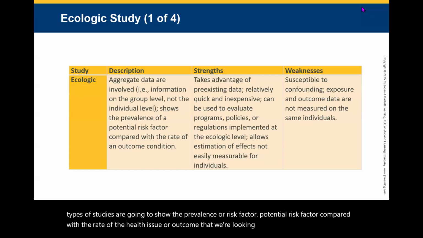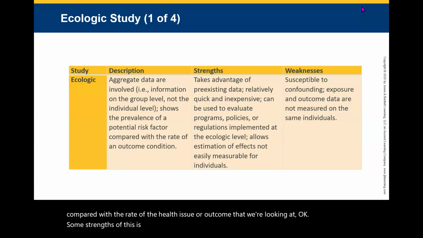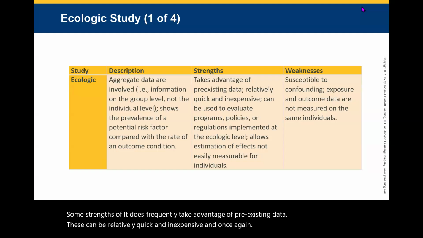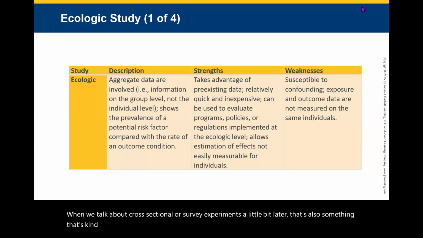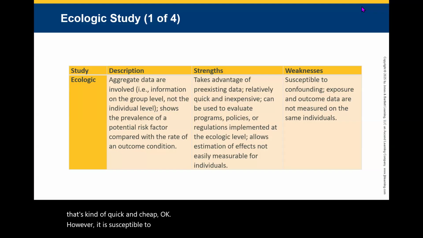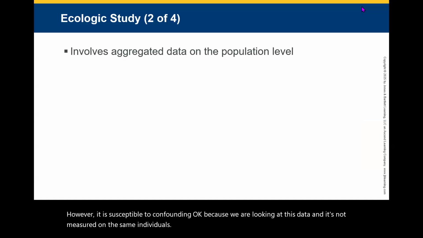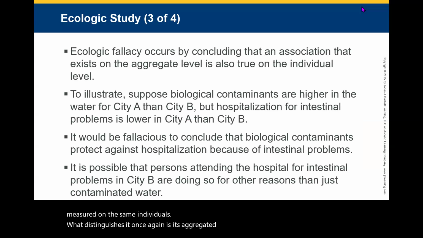Some strengths of this design: it frequently takes advantage of pre-existing data, and these studies can be relatively quick and inexpensive. Once again, when we talk about cross-sectional or survey designs a little bit later, those are also quick and cheap. However, it is susceptible to confounding, because we are looking at data that is not measured on the same individuals. What distinguishes it, once again, is its aggregated data on the population level.